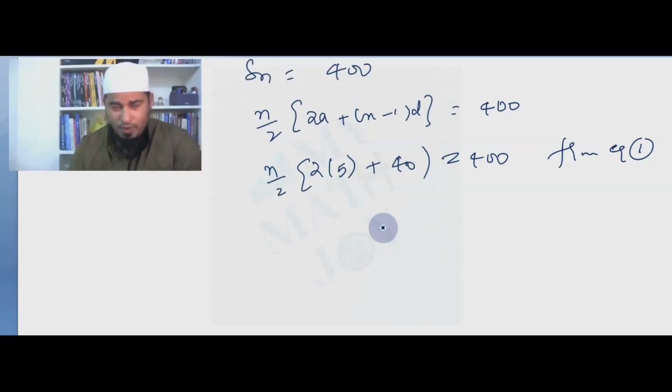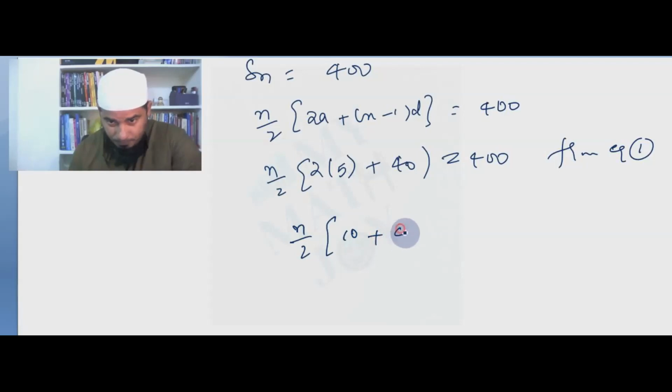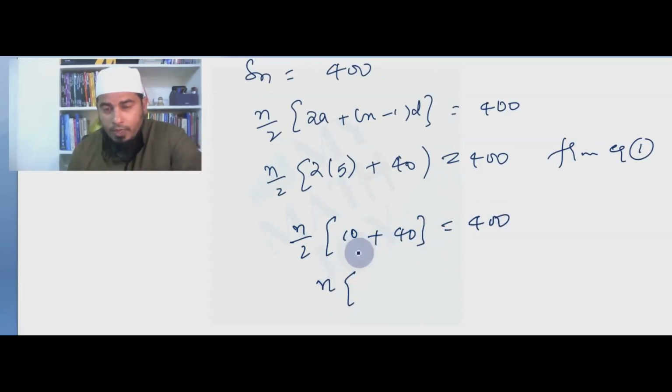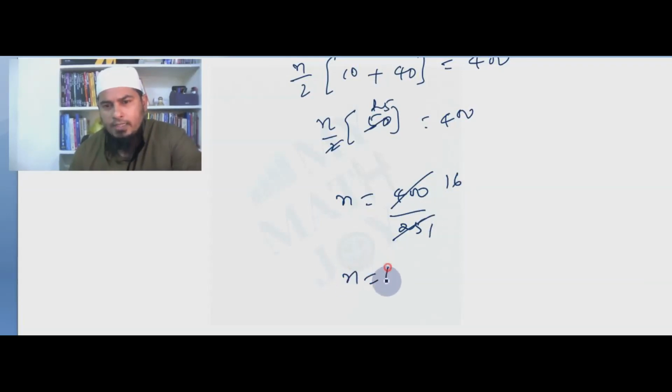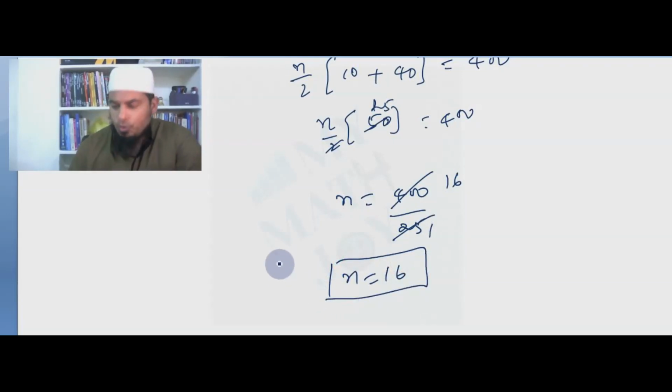So here only one unknown is there. With 5 times 2, 10, plus 40, that is 50, and N by 2, cancel it, you will get exactly 25, and N is equal to 400 divided by 25, cancel it, you are left with 16, so N is exactly 16. So I want the D value, so keep this in equation number 1.